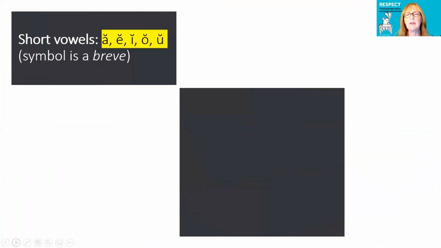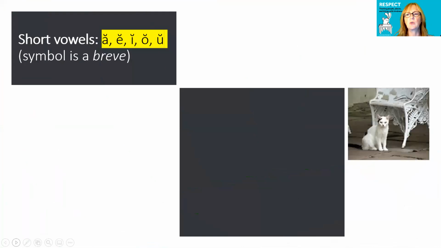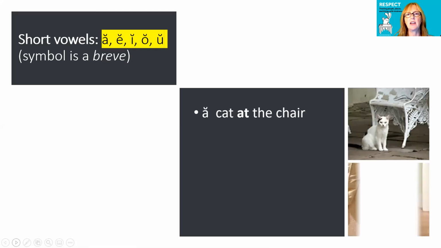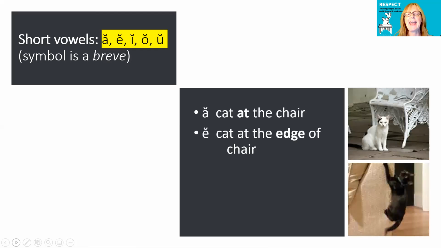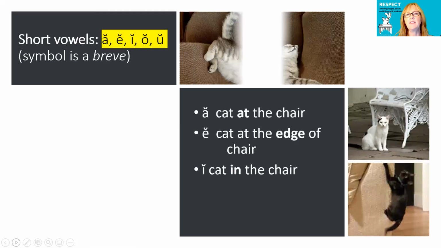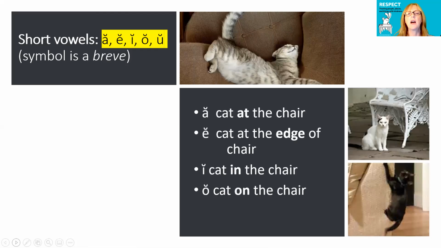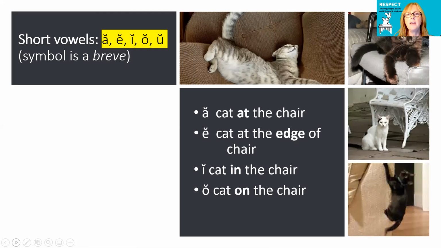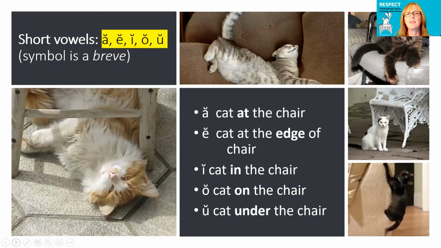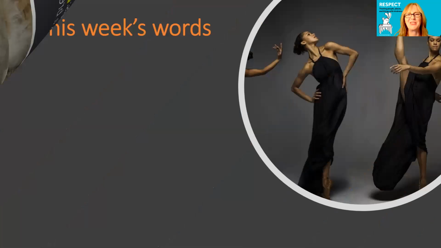We're just going to quickly go over A, E, I, O, U, our 5 long vowels, main vowels. We also have the short vowels. The cat is at the chair. The cat is on the edge of the chair. Short E sound. I, short I sound. The cat is in the chair. The cat is on the chair. Short O sound. The cat is under the chair. Short U sound. So we have A, E, I, O, U for our short sounds.